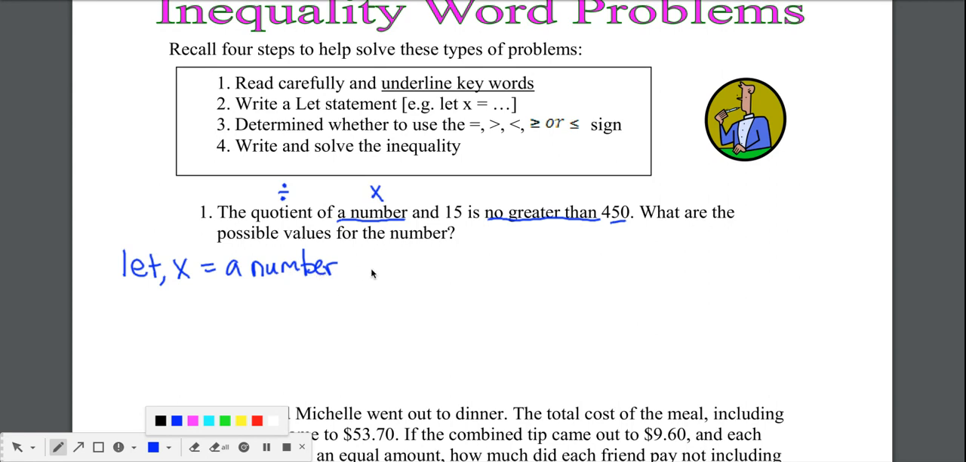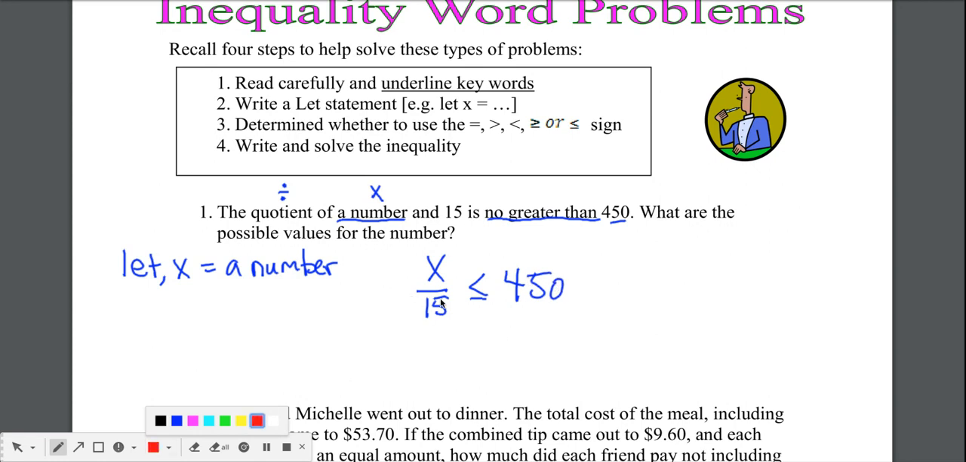All right. And so let's go ahead and write down X, and it says quotient. So we're going to take a number divided by 15, right, like this. And it says no greater than, which is actually less than. So it's less than, but also equal to, because it says don't go over 450. If you have an upper limit of 450, then you can set it equal to it, but you can't go over it. That means no greater than. All right. And we're going to say 450 on this side.